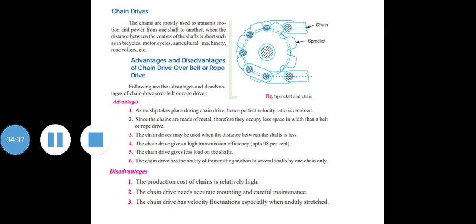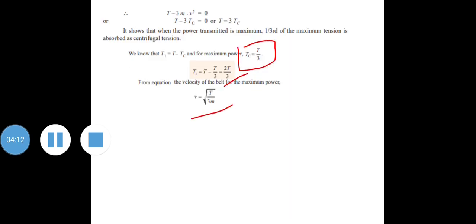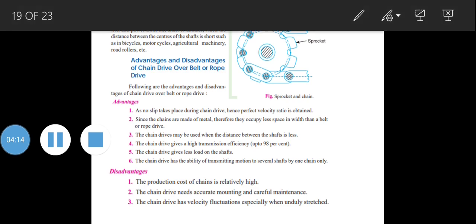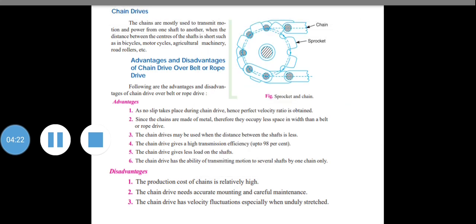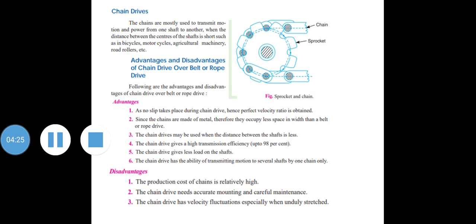So let's see the chain drive. This is the diagrammatic representation of the chain drive. This part of the chain drive is called a sprocket, and this is the chain. Chains are mostly used to transmit motion and power from one shaft to another when the distance between the centers of the shafts is short, such as in a bicycle, motorcycle, agricultural machinery, road rollers, etc.